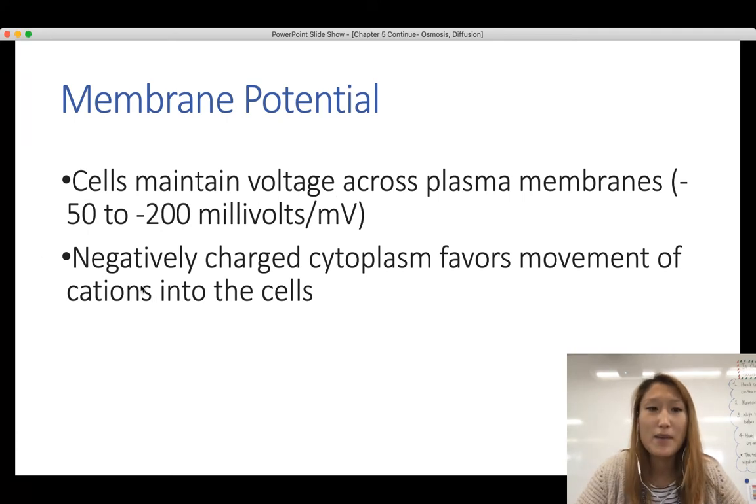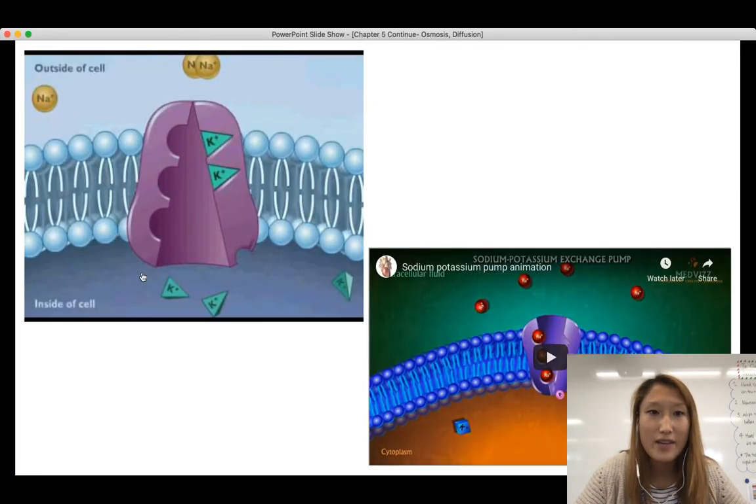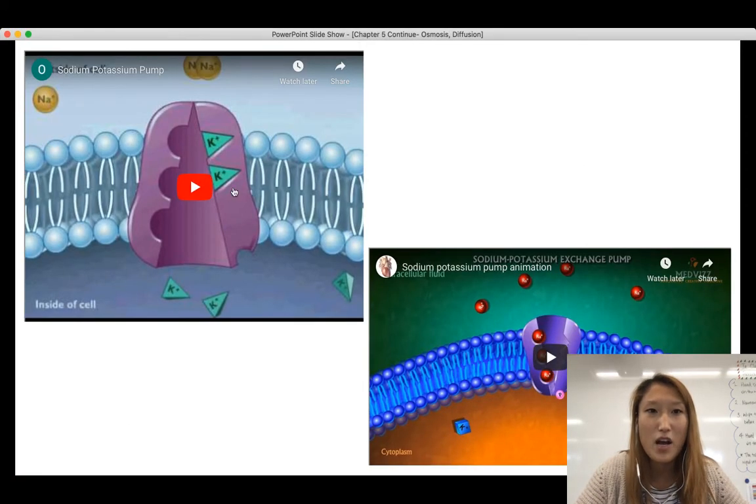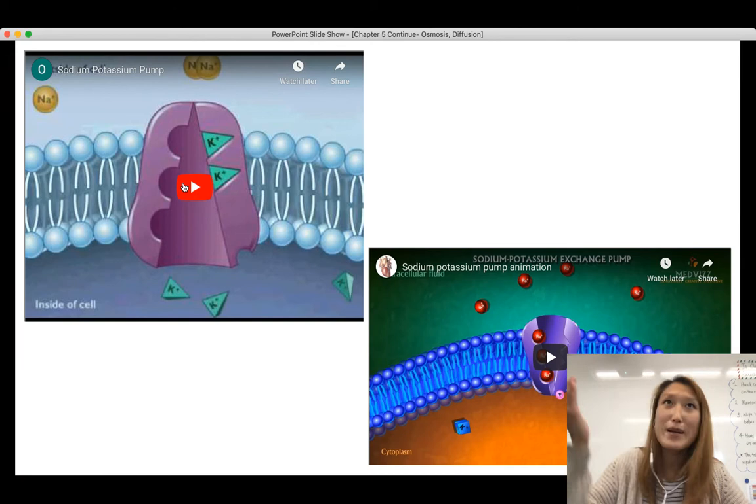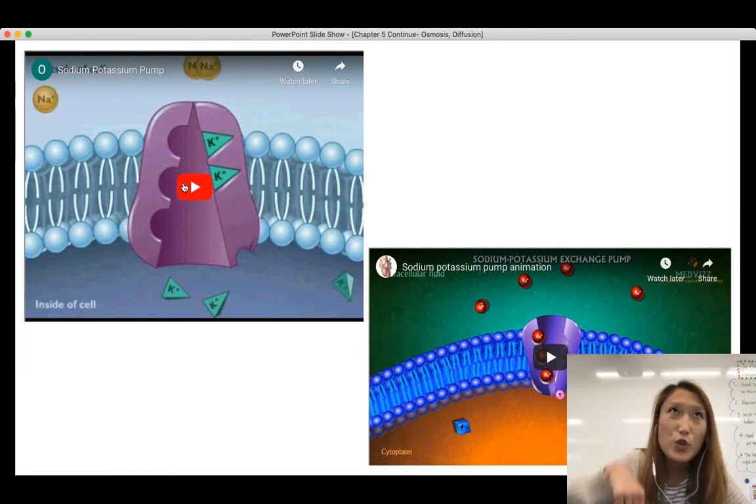Right? So for example, negative charge in the cytoplasm would then favor movement of cations, so those are positively charged ions, into the cell if given the chance, right? So membrane potential is set up in this case when we talk about the sodium potassium pump. It will allow a higher positive charge outside the cell because you pump 3 positive out and 2 positive in.